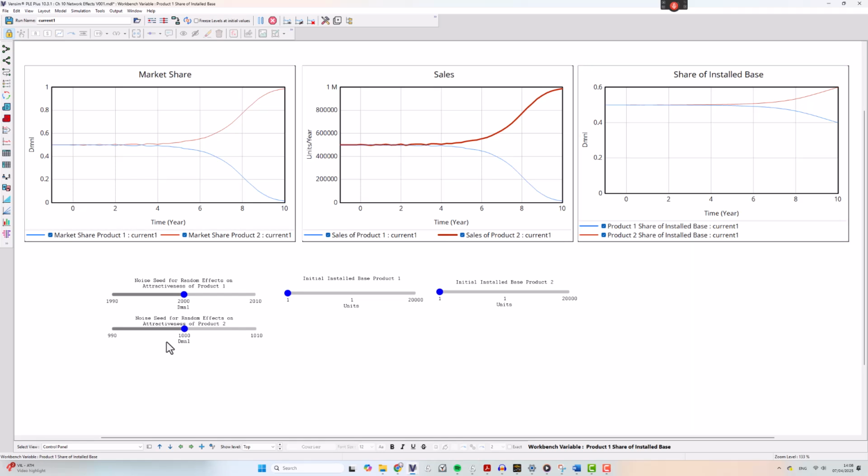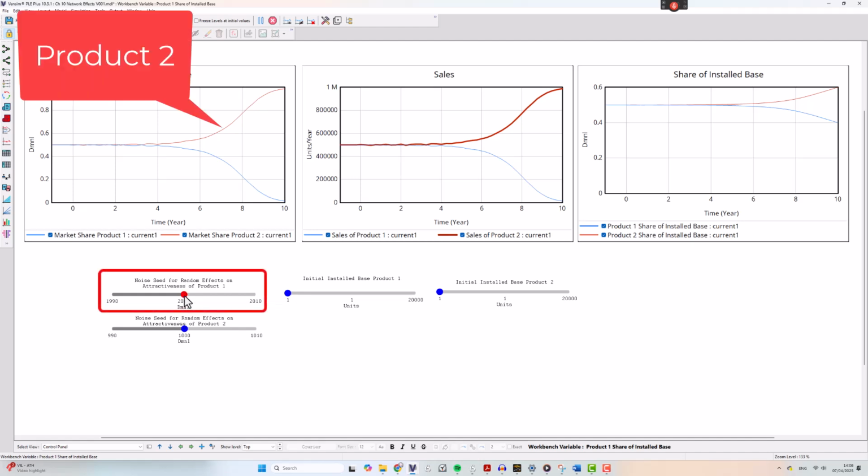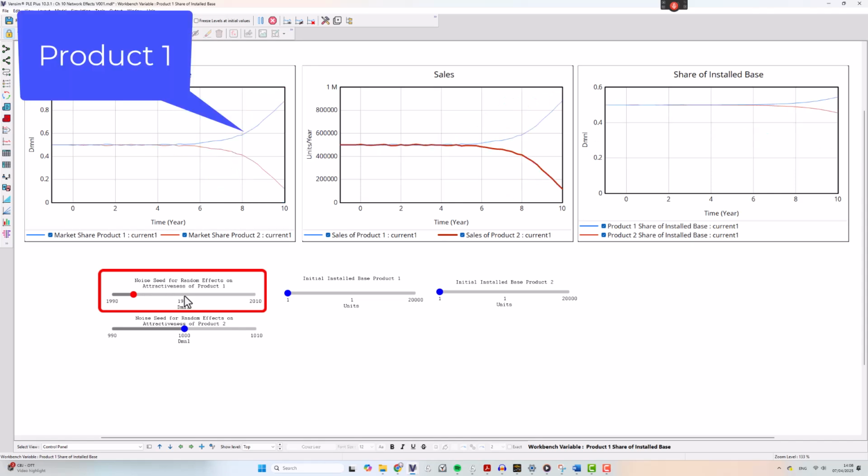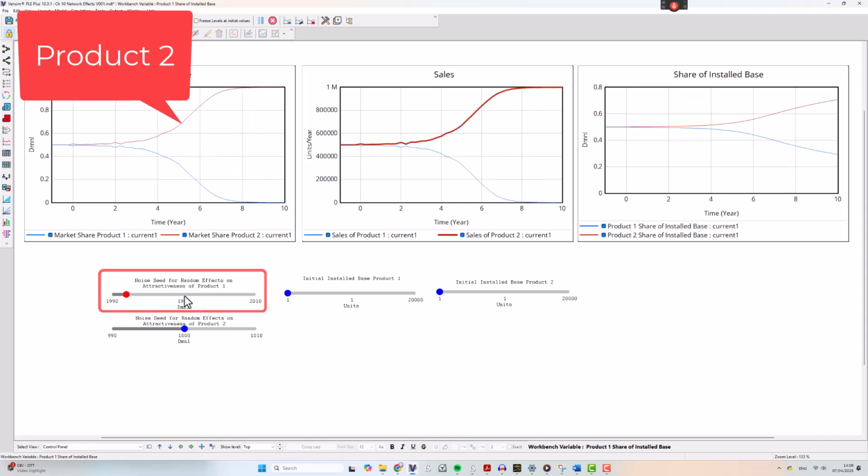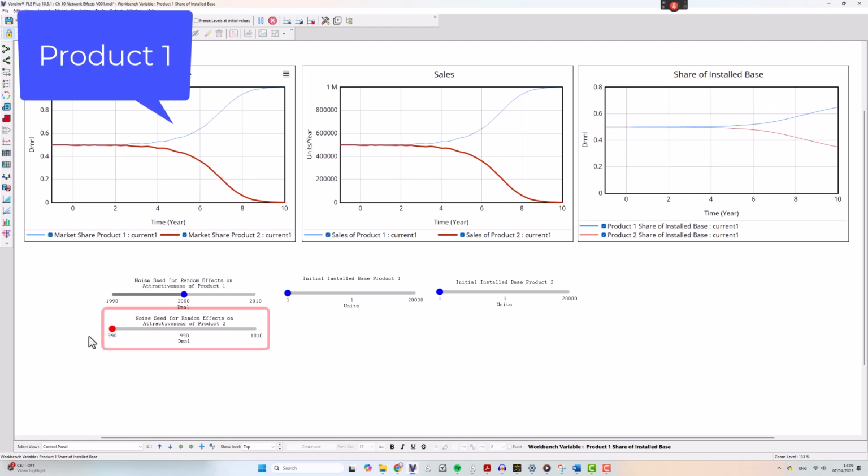Now, the divergence between the two products is entirely due to that random noise that we introduce at time 0. We can verify that it's entirely due to that noise because if we change the noise seed, then we can change which product becomes dominant. Here, I'll change the seed for product 1, and you'll see that on some of the noise seed values the product that is dominant swaps over. Similarly, if I change the seed for product 2, we see the same effect.